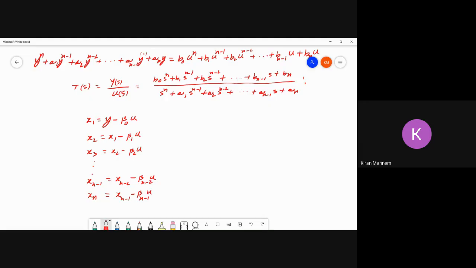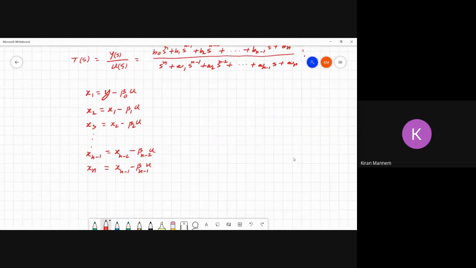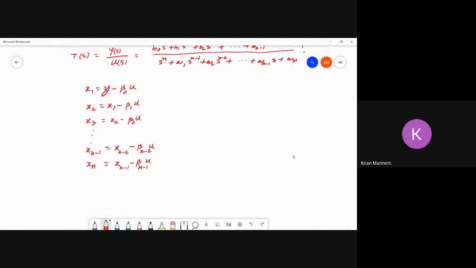Okay. So I'll write it here. You must remember this notation. There is no other go here. You must remember all this. Now, what is the output? The output equation.